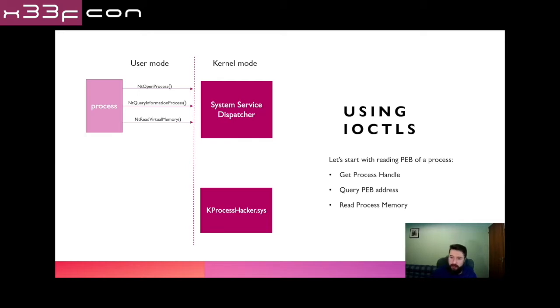For the first implementation, we will see how we can read the process environment block of a remote process by using the Process Hacker driver. Normally, reading the PEB consists of 3 steps: opening a process handle using NtOpenProcess, querying the PEB address with NtQueryInformationProcess, and reading the memory using NtReadVirtualMemory. These API calls are dispatched in the system service dispatcher in the kernel, and after execution, it returns proper information to user mode processes.